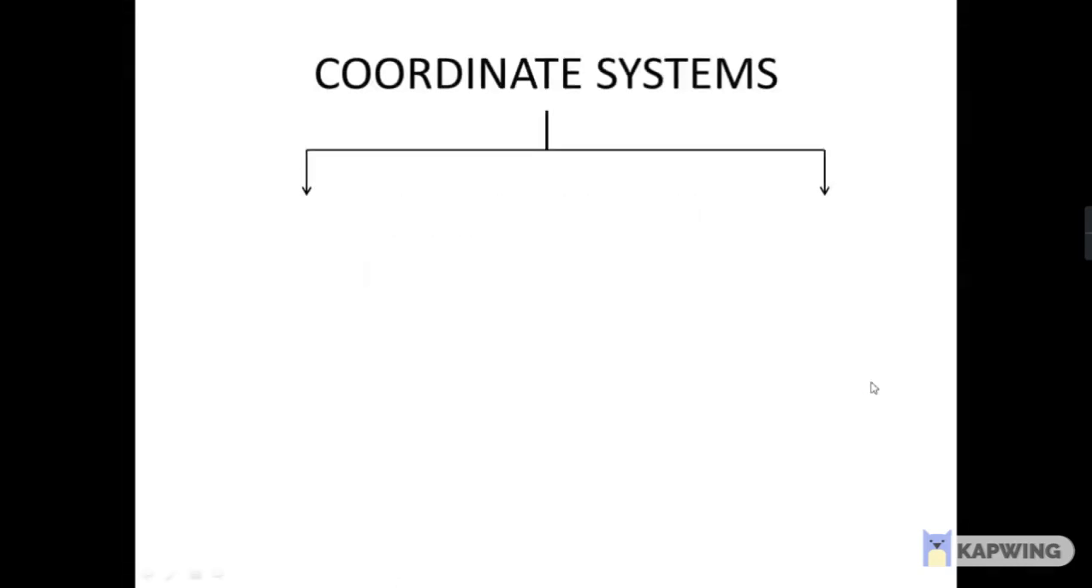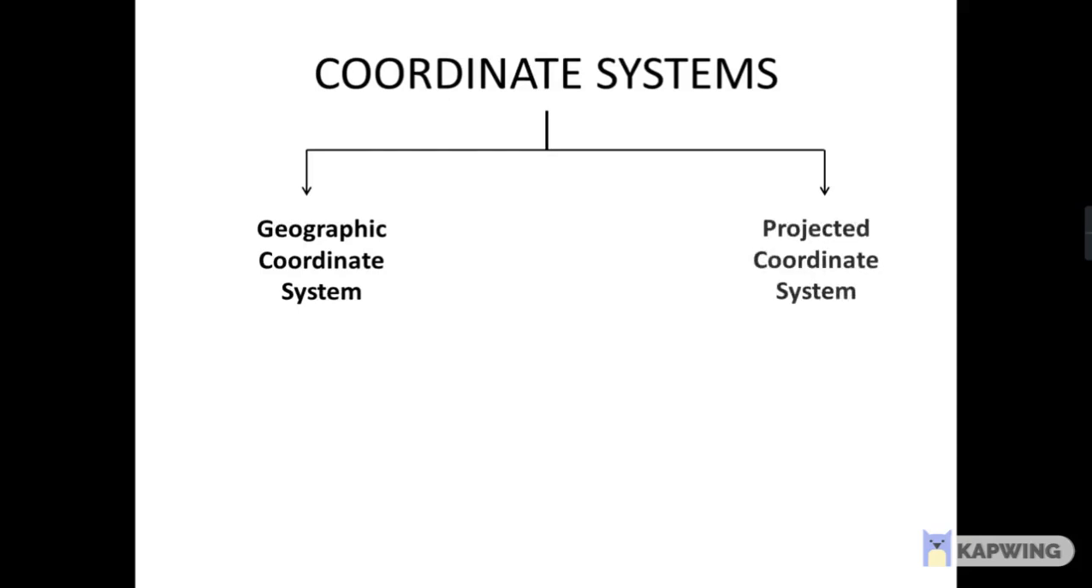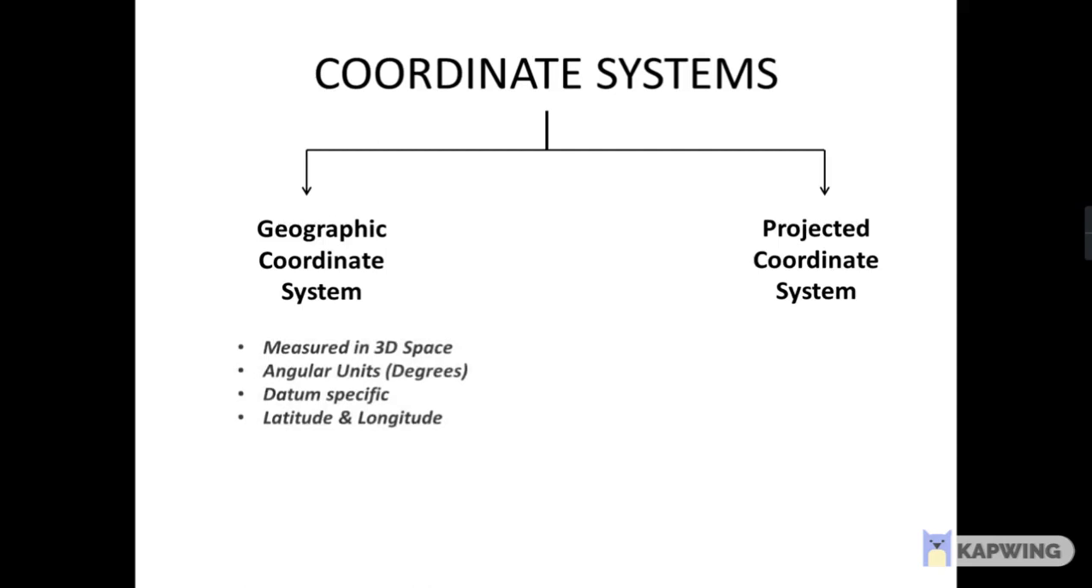So in order to understand these terms properly, first we have to learn about the types of coordinate systems. When it comes to coordinate systems, there are two types. The first one is the geographic coordinate system, also known as the GCS, and the other one is the projected coordinate system, also known as the PCS. First we're looking at the geographic coordinate system. This geographic coordinate system is measured in a three-dimensional space.